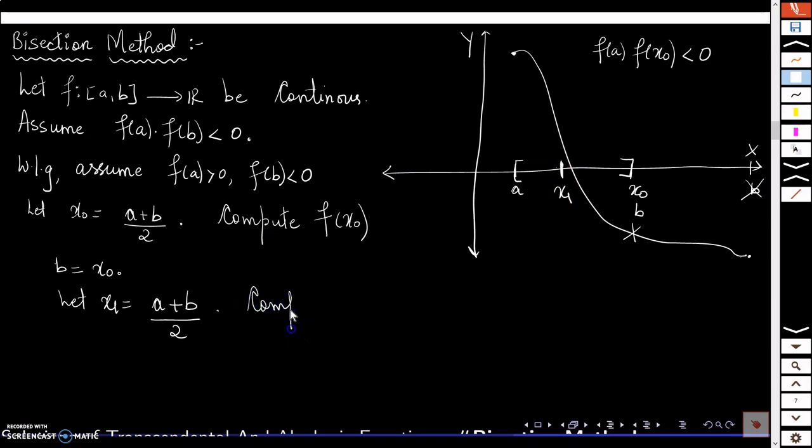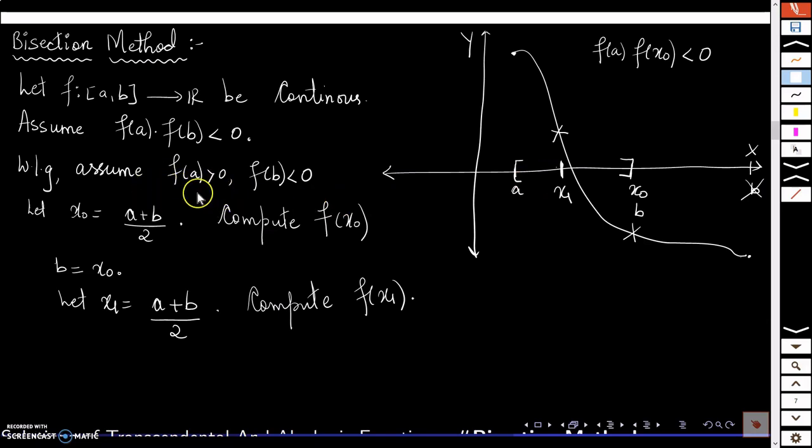Now you compute the value of the function at this point. Okay, you find f of x1. If f of x1 is 0, then x1 is the root of this function and we are done. We have found one root. If no, then this f of x1 has two choices, either positive or negative, right? Now if f of x1 is positive, in our case f of x1 is here, so it's a positive number, right? F of x1 is positive, looking at the graph.